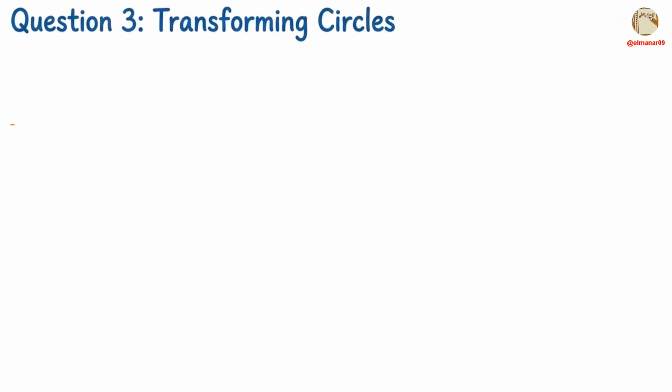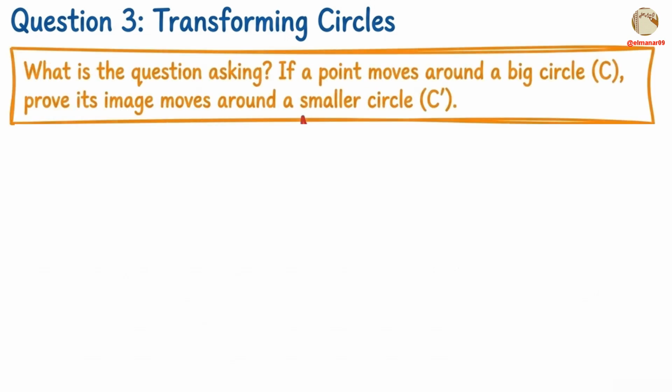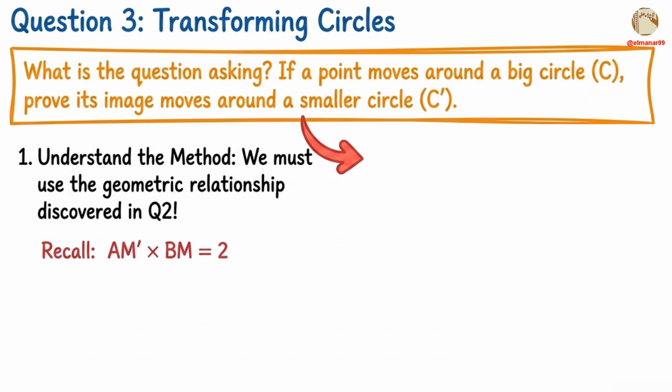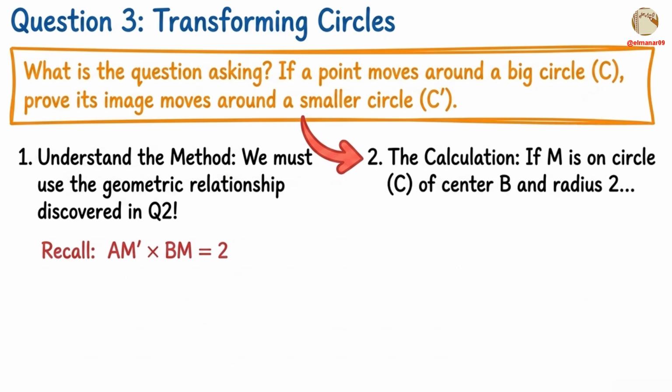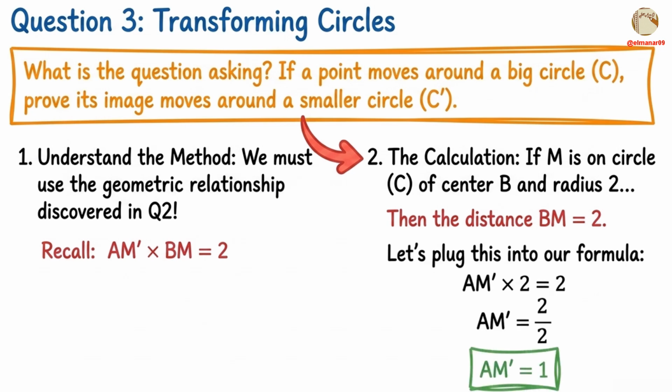Let's move on to question 3, transforming circles. We are asked to prove that if M travels on a big circle C centered at B with a radius of 2, its image M' must move on a smaller circle C'. Our secret weapon? The relationship we just found. AM' times BM equals 2. If we know the distance BM is always 2, then AM' must be 2 divided by 2, which is exactly 1.